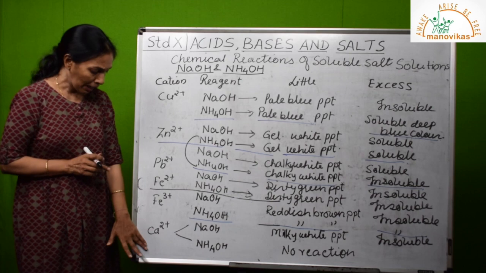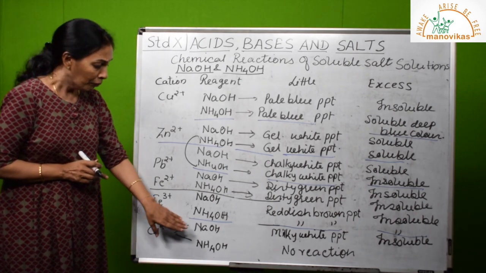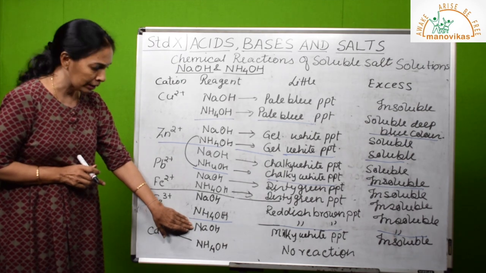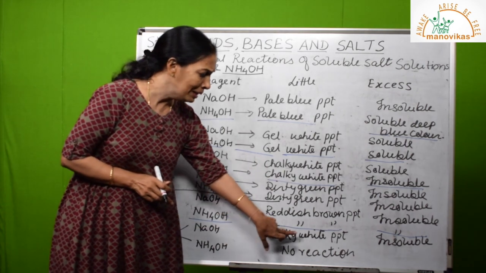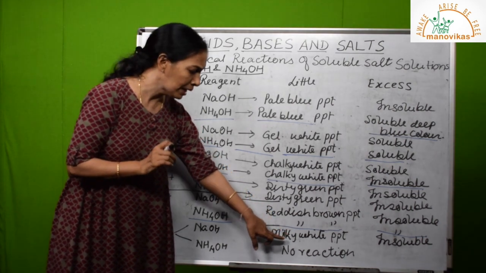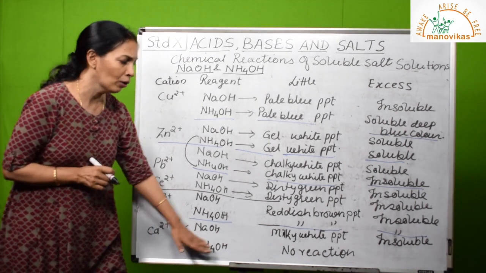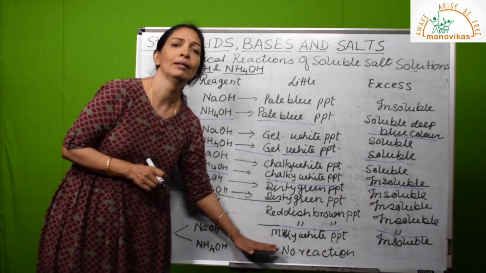Then comes calcium 2+ ion. This Ca2+ ion will react with sodium hydroxide if you add a little and gives a milky white precipitate. All are white precipitates, different names are given, which is insoluble in excess. With ammonium hydroxide, no reaction will take place.